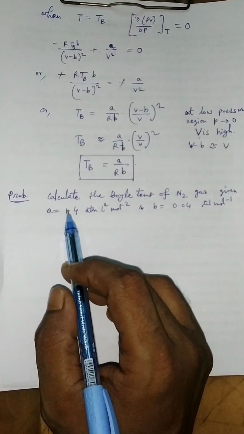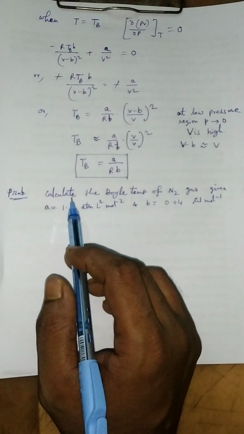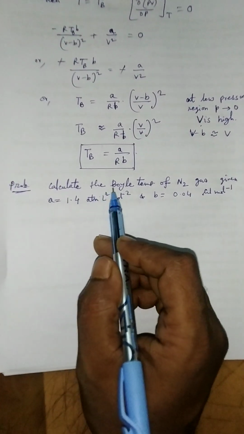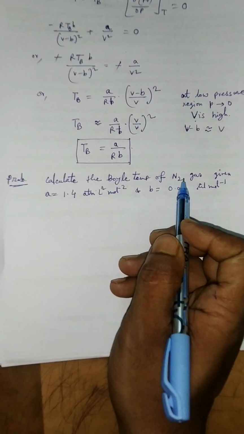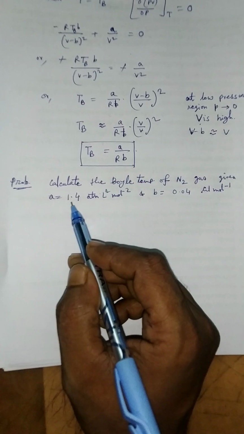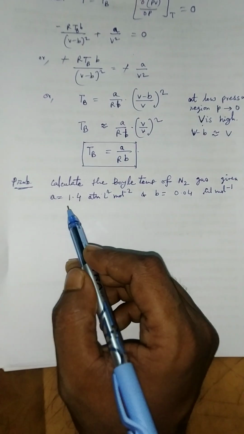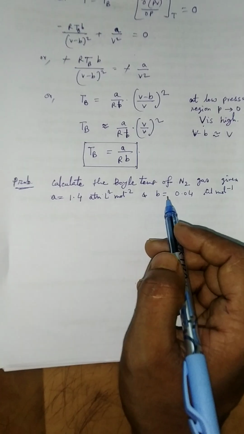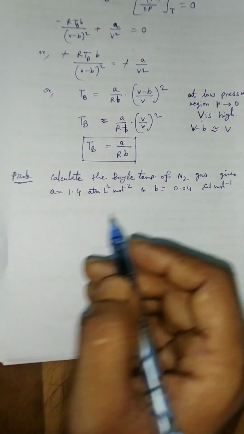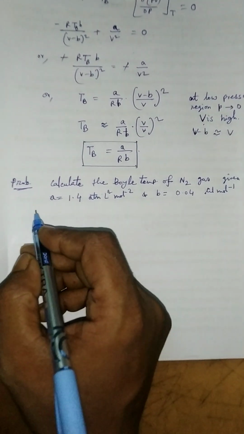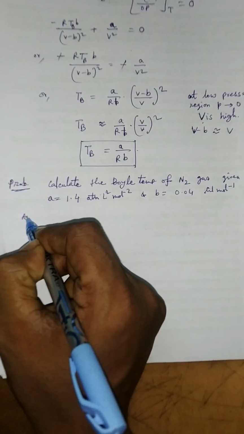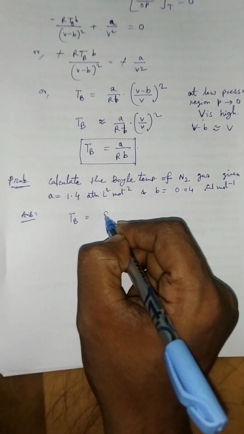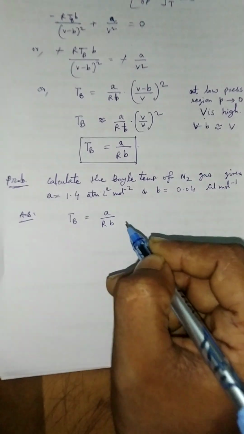Next, a problem is given related to Boyle temperature. Calculate the Boyle temperature of nitrogen gas given a equal to 1.4 atmosphere liter square mole to the power minus 2 and b equal to 0.04 liter mole inverse. So for the calculation we will use the expression of Boyle temperature, that is T_B equals to a by Rb.